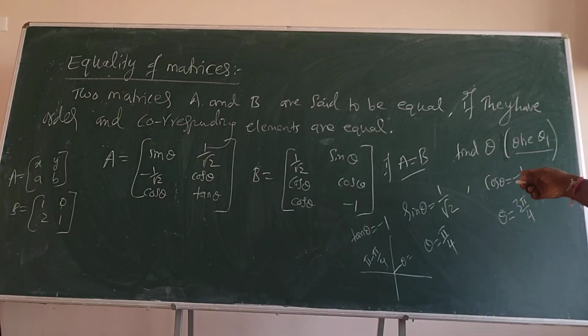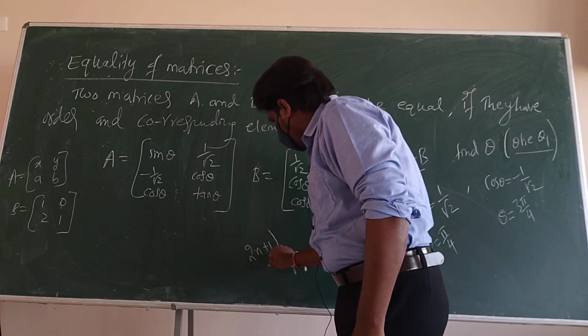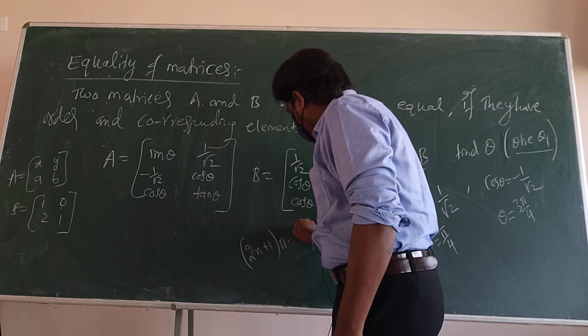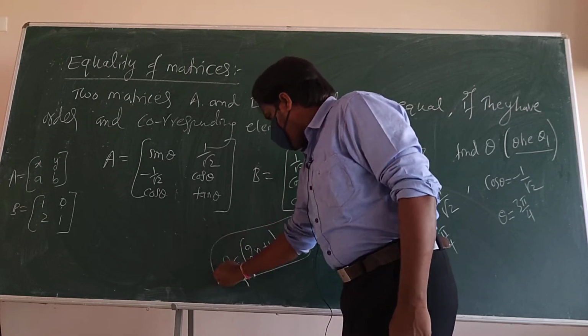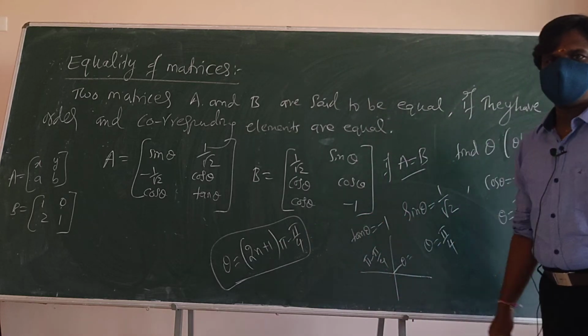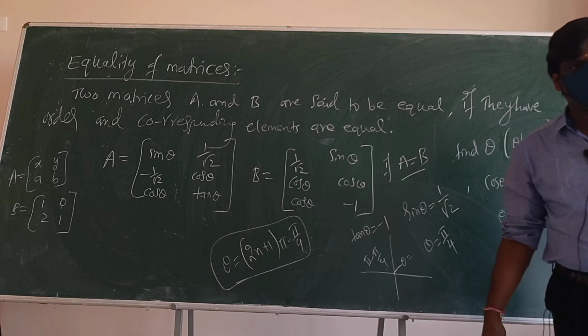The general solution I will explain later. That's why I am saying (2n plus 1) into pi minus pi by 4 will be the answer. Actually this is the exact answer, but it is related to the general solution. When I explain the general solution topic, I will explain this again.